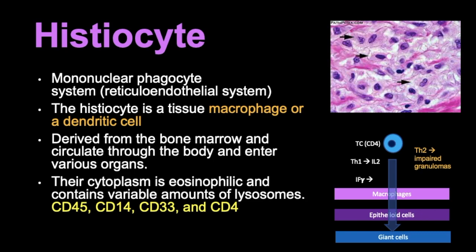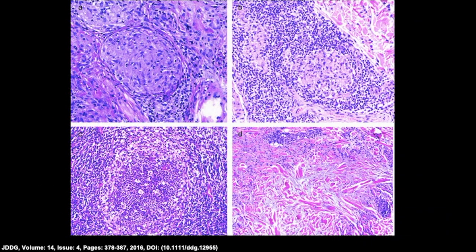If you stain those histiocytes, usually they are immune cells, so they will stain as bone marrow pan cell markers, CD45, also macrophages, CD14, CD33, and T helper cells, CD4. They are also identified with variable amounts of lysosomes that help to destroy the pathogens and help the immune system.